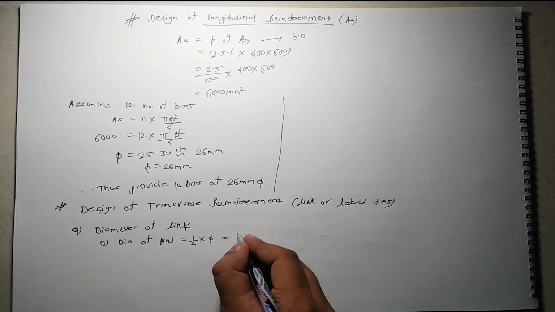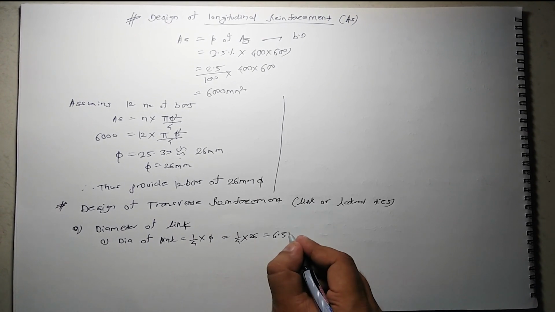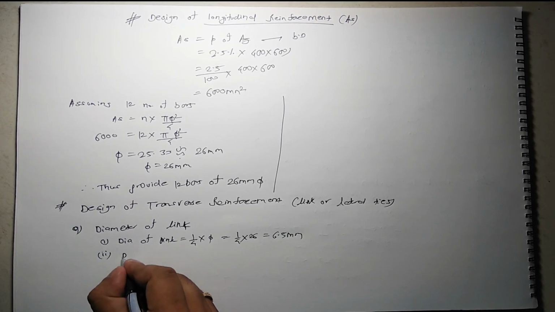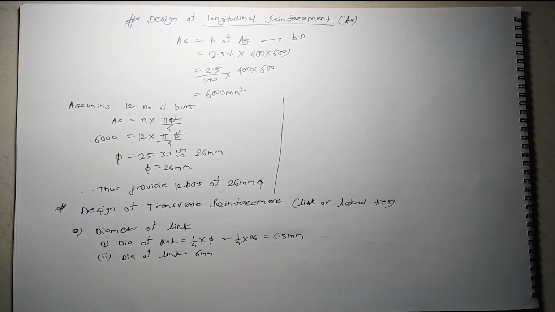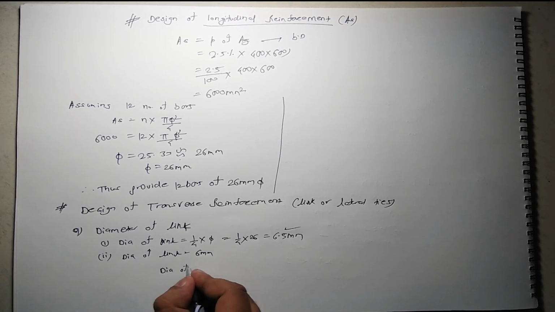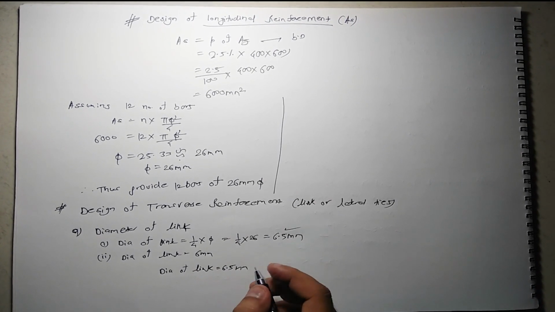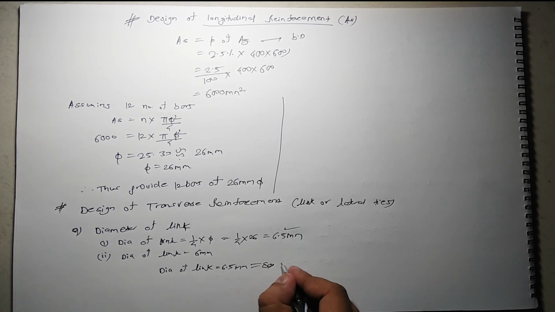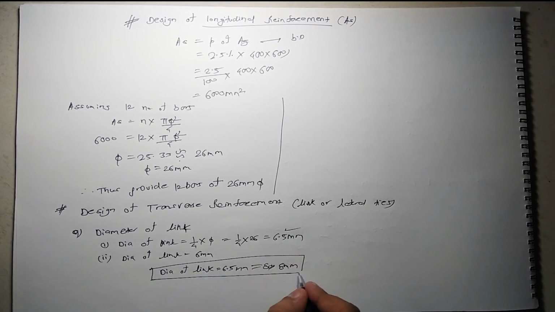Dia of link equals 1/4 of phi. So 1/4 into 26, so it is coming to be 6.5 mm or 6 mm. So we need to pick the maximum value, so we'll pick this. So dia of link will be 6.5, but practically 6.5 is not possible, so we'll round it up to say 8 mm. Okay, so diameter of link equals 8 mm.